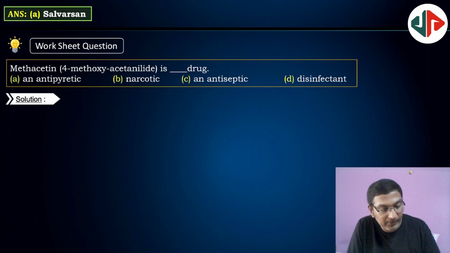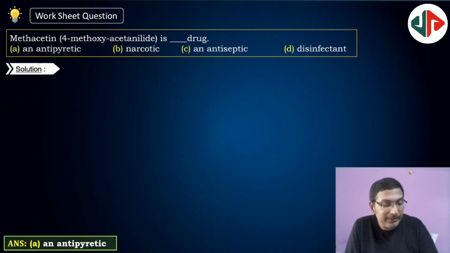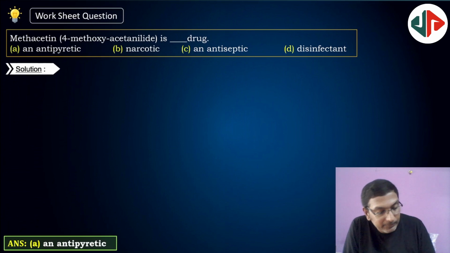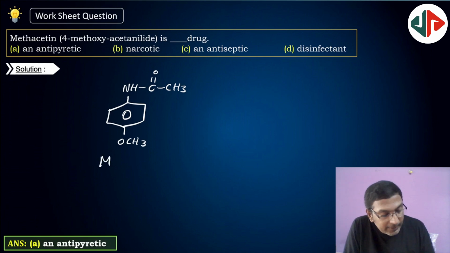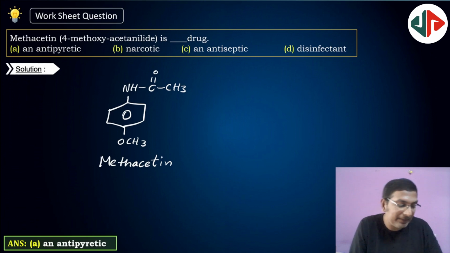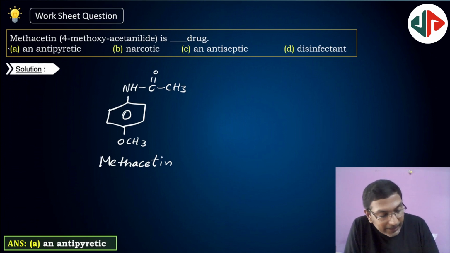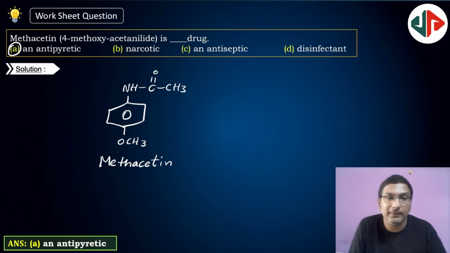Next, methacetin is a dash drug. That means 4-methoxy acetanilide, NHCOCH3. This is acetanilide with 4-methoxy. So this one, methacetin, is an antipyretic, which can reduce body temperature. It reduces body temperature, therefore antipyretic.